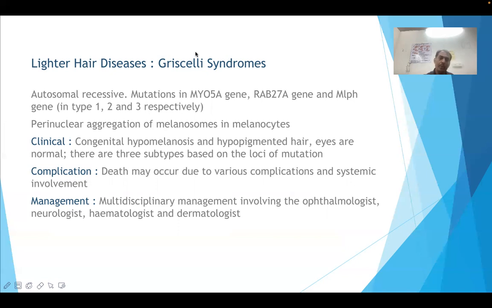Death may occur due to various complications and systemic involvement. Multidisciplinary approach by neurologists, hematologists, and dermatologists is necessary. But in all forms of these disorders, the most important thing that needs to be done is sun protection so that the complications are taken care of.